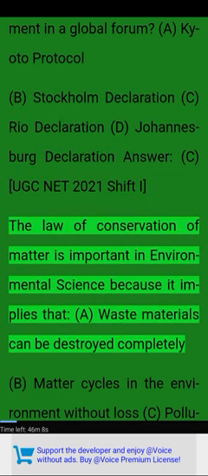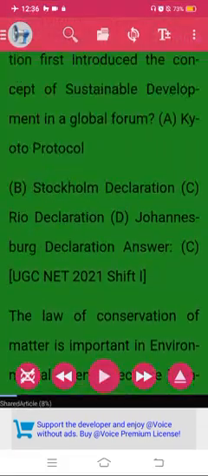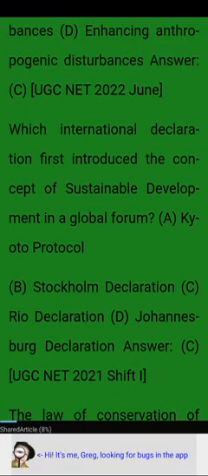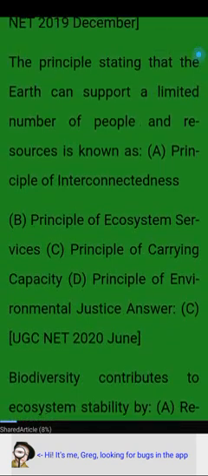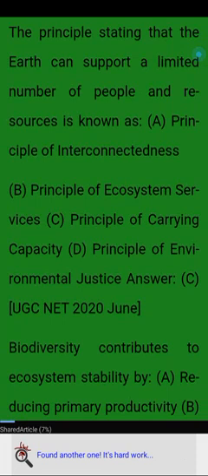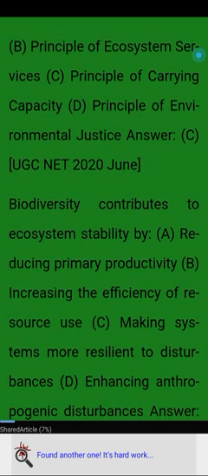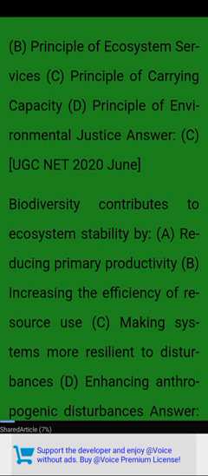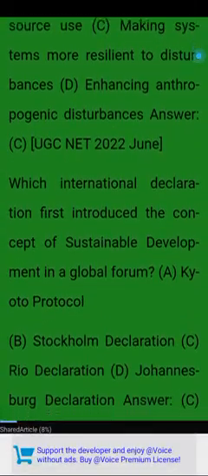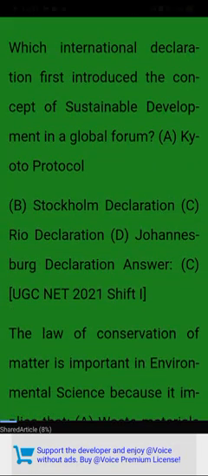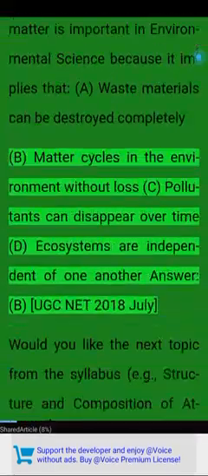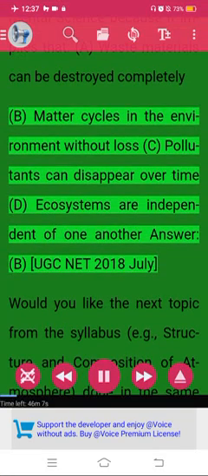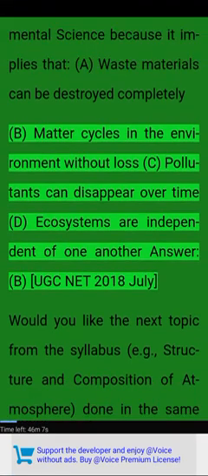The law of conservation of matter is important in environmental science because it implies that A. Waste materials can be destroyed completely. B. Matter cycles in the environment without loss. C. Pollutants can disappear over time. D. Ecosystems are independent of one another. Answer. B. UGC NET 2018 July.